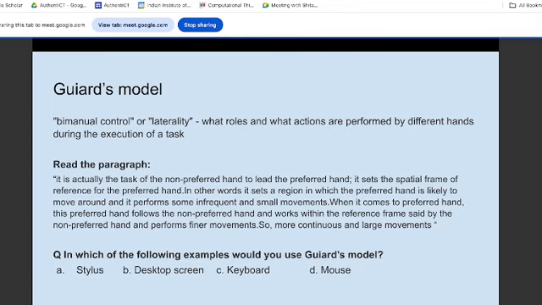Now we have this question: in which of the following examples would you use Guiard's model? There's stylus, desktop screen, keyboard, and then mouse. Which one is best suited to adopt Guiard's model?